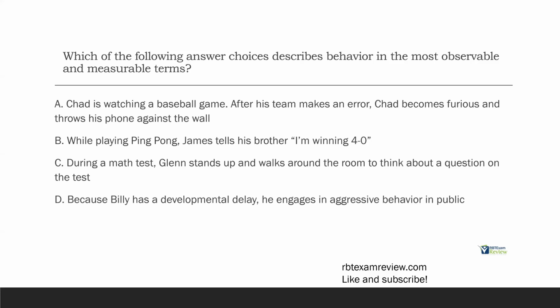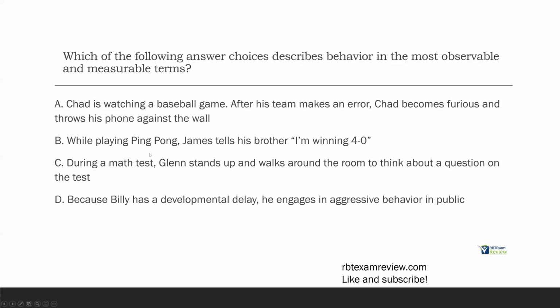What if Chad rarely has outbursts? Chad is mad all the time, and all of a sudden he had an outburst. What if he's just mad all the time and he only showed it this time? We can't consistently measure this idea of furious, so we don't include it. If the definition was just Chad is watching a baseball game, after his team makes an error, he throws a phone against the wall, that's observable, that's measurable, that's okay.